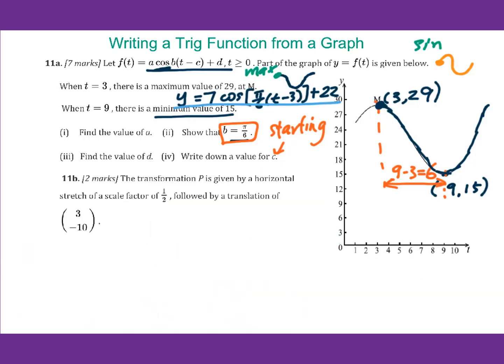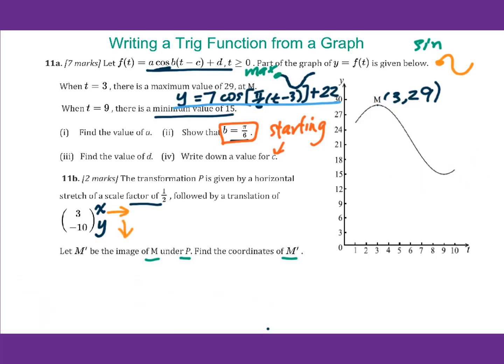Let's look at 11b. The transformation P is given by a horizontal stretch of a scale factor of 1/2, followed by a translation of (3, -10). Let M prime be the image of M under P. Find the coordinates of M prime. Let's check this vector. This is x, here's y. Positive 3 means you move to the right 3. Minus 10 means go down 10.